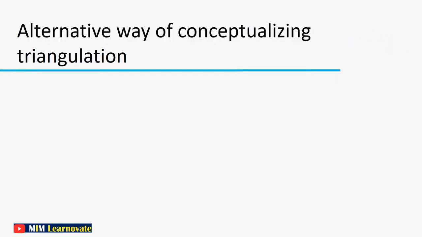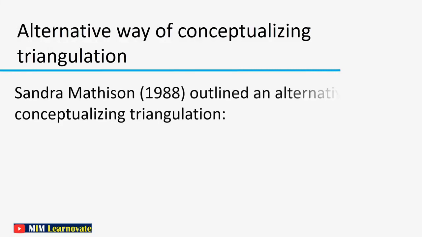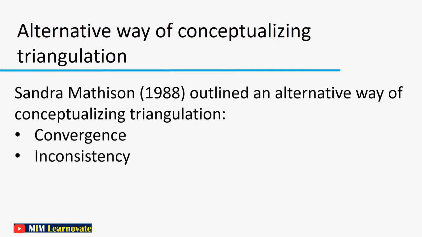Alternative way of conceptualizing triangulation. Sandra Mathison, 1988, has outlined an alternative way of conceptualizing triangulation, suggesting that there are three possible outcomes of using the approaches to triangulation discussed by Denzin, 1978. These are convergence, inconsistency, and contradiction.